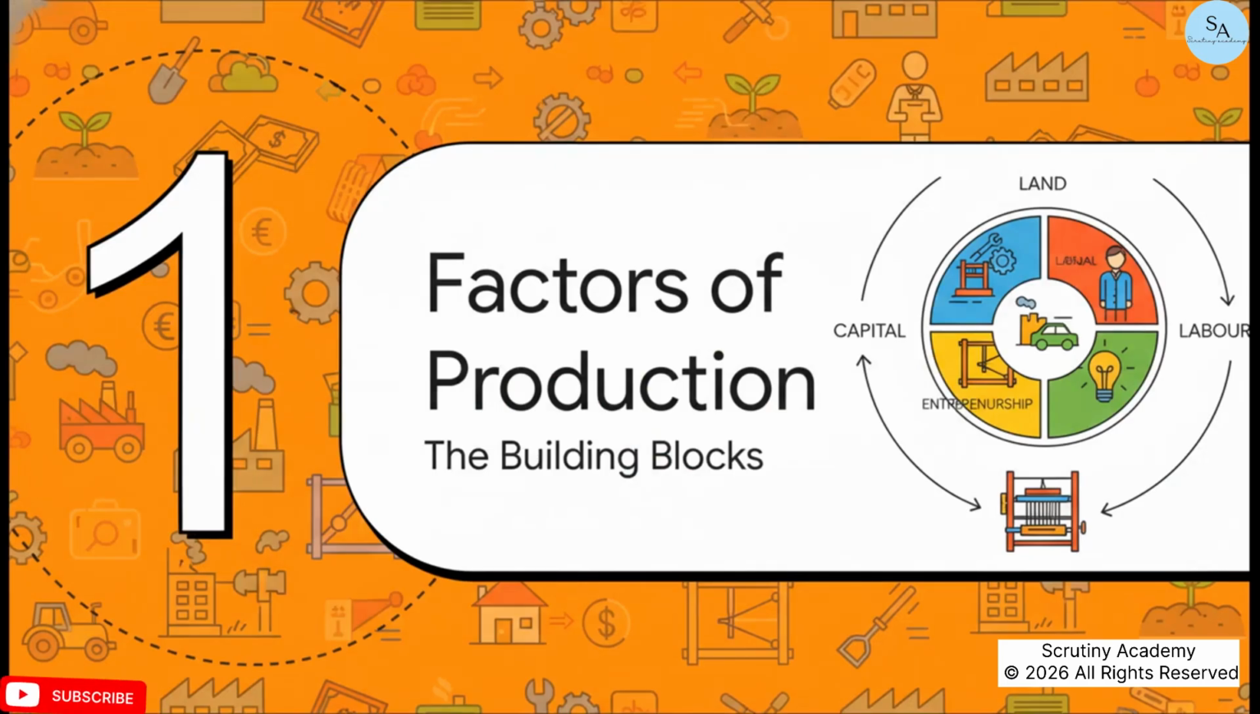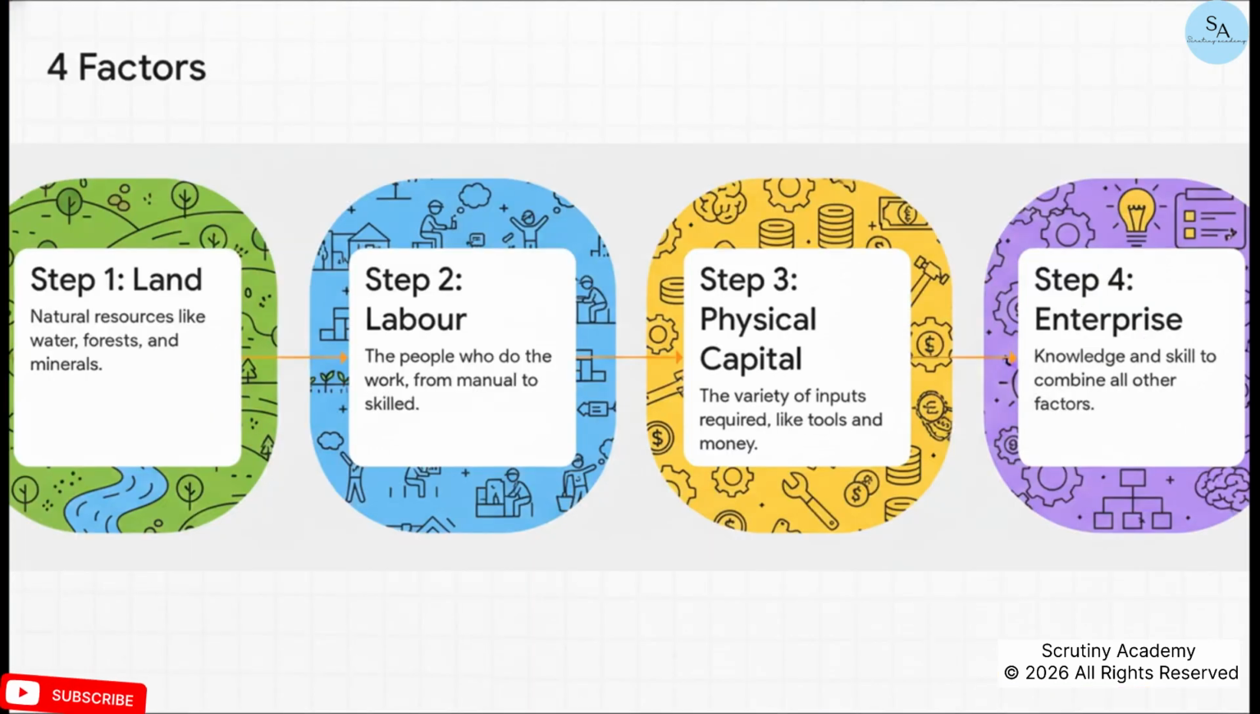Okay, first things first, we're starting with the absolute bedrock of this entire chapter. And trust me, you can practically guarantee a question on this is going to show up. It's the core idea that explains how pretty much anything gets made, whether it's a field of wheat or a shiny new car. So there are just four factors of production you absolutely have to burn into your brain.